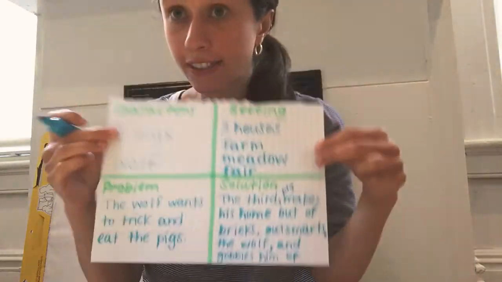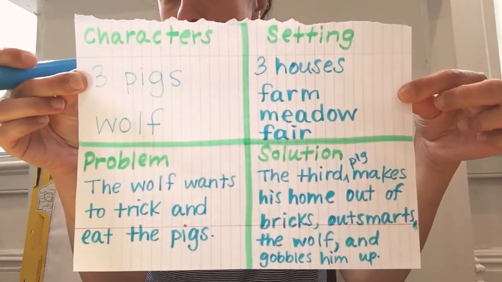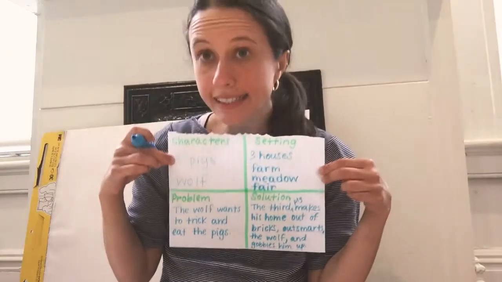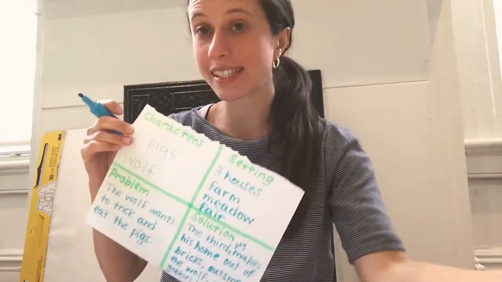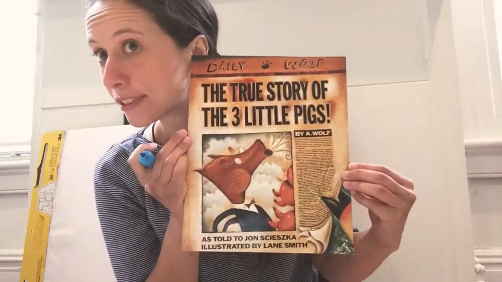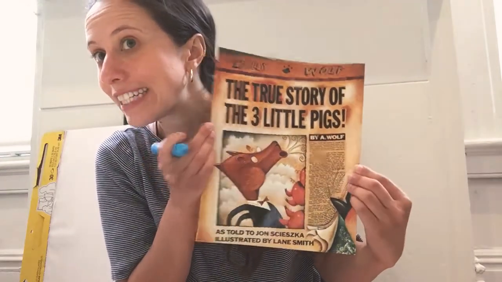So if you need to fill in your paper, you can pause this again and fill out your paper so that next time we're going to do this again, but with a different story. The next story is the true story of the Three Little Pigs. So tune in next time so that we can read the next version. Good job, everybody.